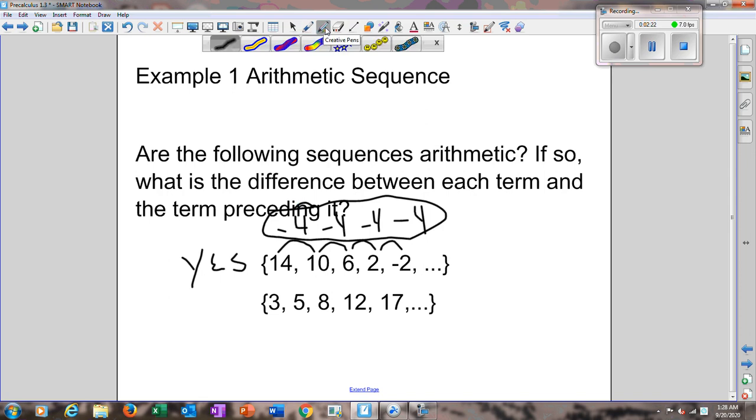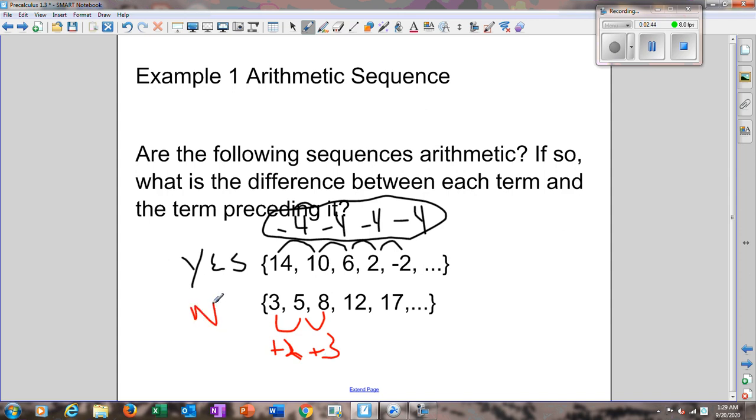Let's look at the next one. If I look at the next one, going from 3 to 5 is a gain of 2. Going from 5 to 8 is a gain of 3. So I can automatically shut this down as an arithmetic sequence because it gains different numbers each time. This was plus 2, this was plus 3. If I look at this one, it's plus 4, plus 5, and so on. So automatically know that this is not arithmetic.